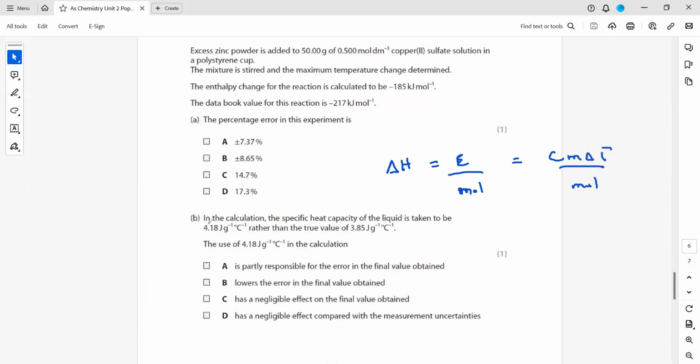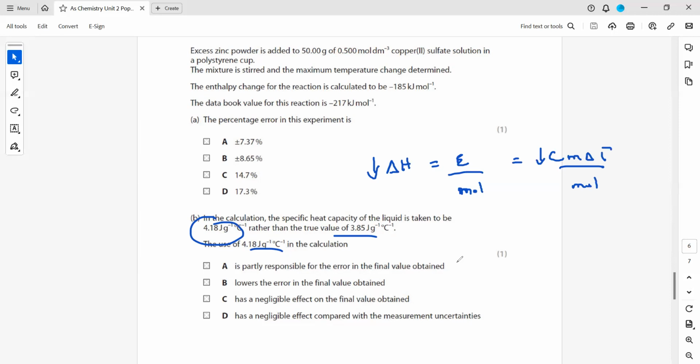So if we use 4.18 rather than the true value, so if we use a larger value, what will happen to the answer of the enthalpy change? Our answer for enthalpy change will be different from the true value. So it should be 3.85, but 4.18 is taken. What will happen if we use 4.18 in our calculation?